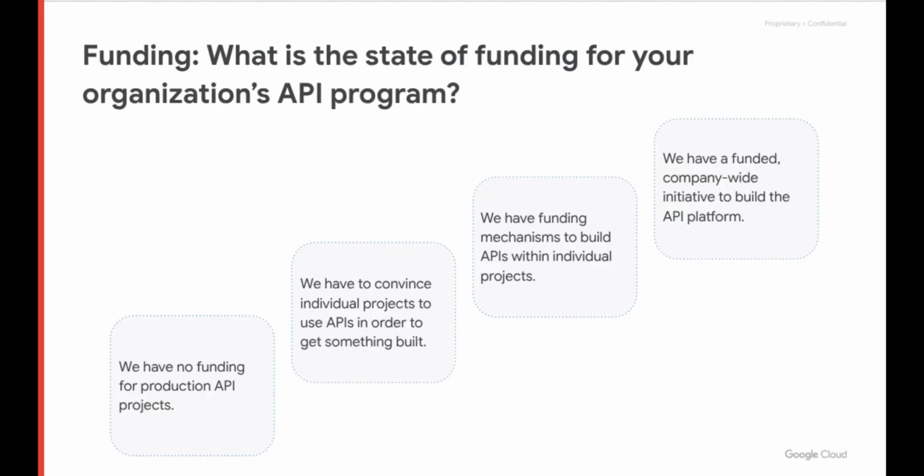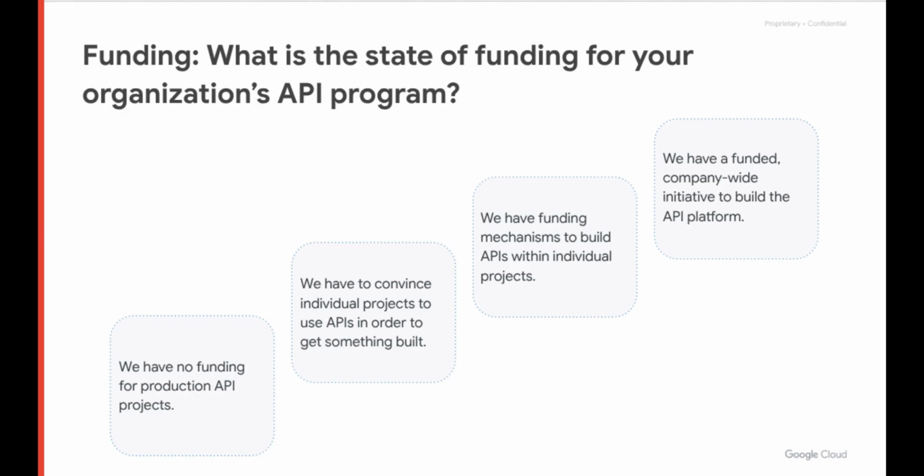And there are a couple of different ways that we can think about the maturity that is associated to our API programs. First of these is funding. So of course, it could be the case that there's no funding available for production API projects. It could be that funding is available, but it has to be done at an individual project level, and you have to go to the well every time that it's required. Could be that you have funding mechanisms built into those individual projects, but again, of course, that needs to be done on a case-by-case basis.